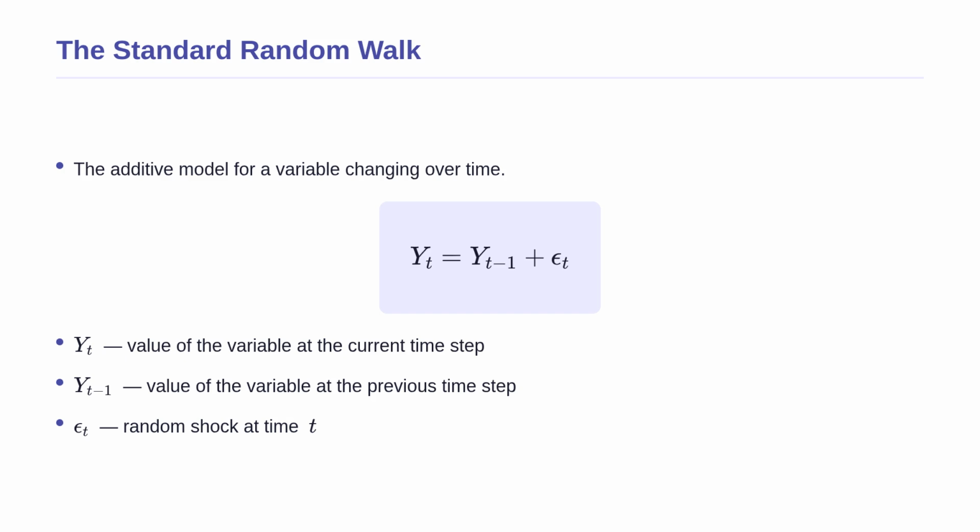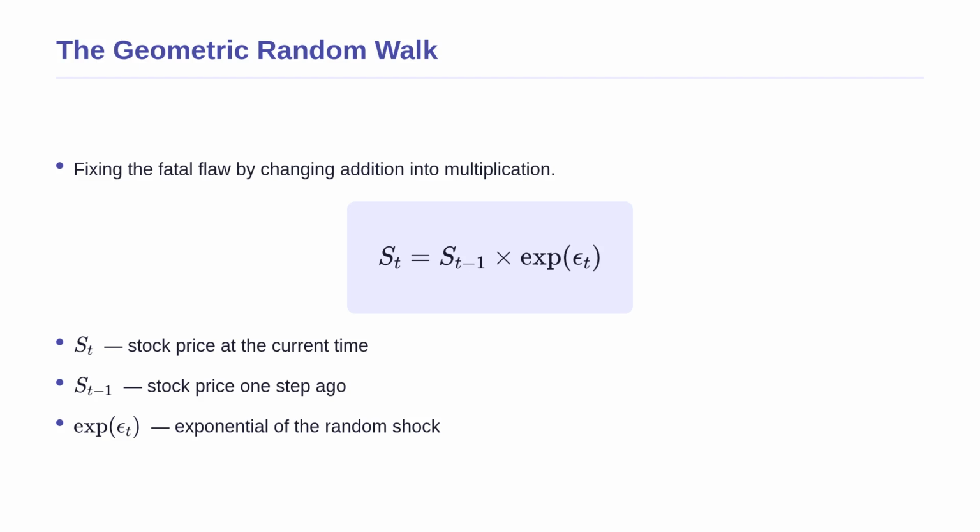If the random shock is a large negative number, the total value could easily drop below zero. Since the price of a company's stock cannot fall below $0, this additive model fails to represent reality accurately. We need a better approach. To fix the fatal flaw of the standard walk, we change the addition into multiplication. This brings us to the geometric random walk formula.